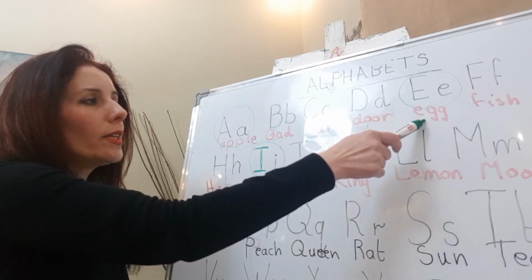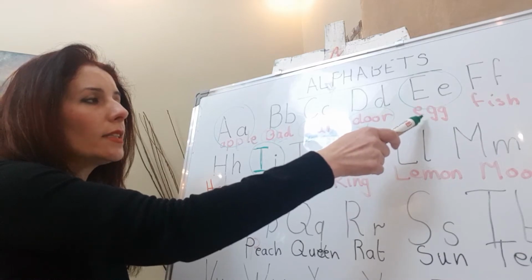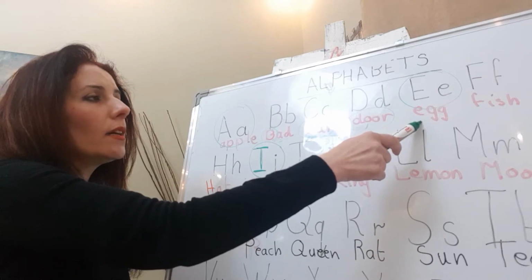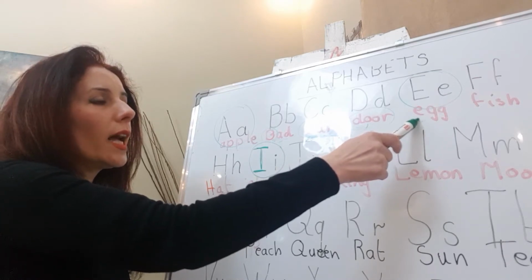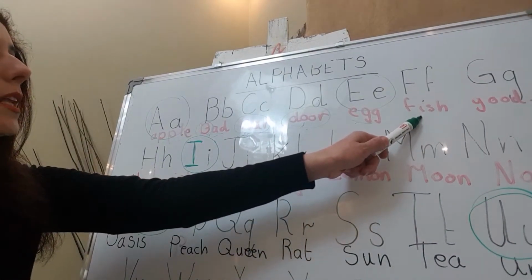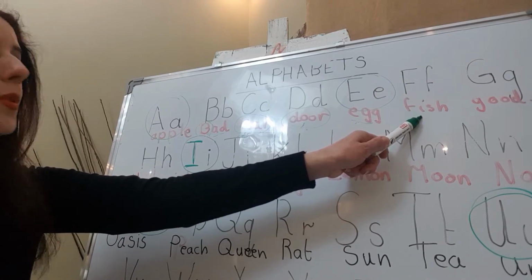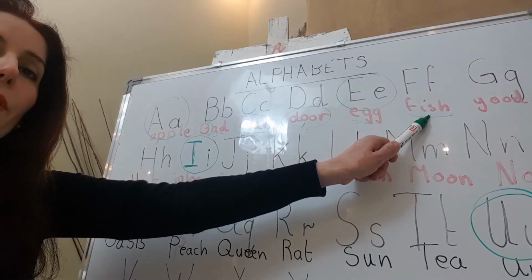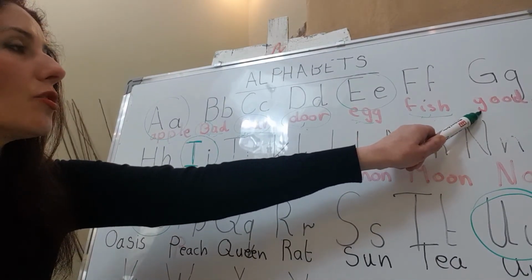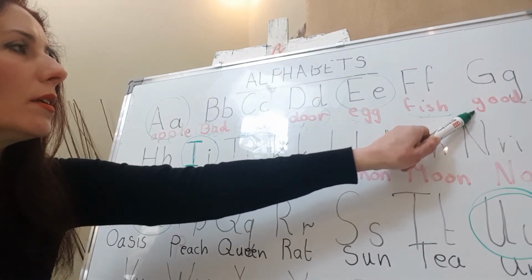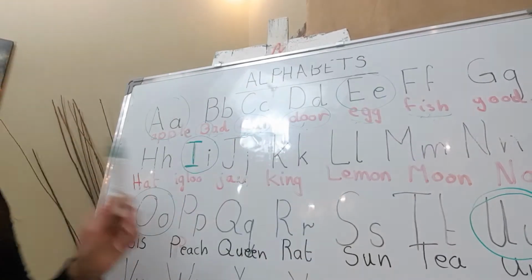Okay, and here is E. The name of the letter is E, and we can pronounce it like egg. And the rest of the letters are F. The name of it is F, and we can pronounce it like fish, okay? And here is G, and we can pronounce it G, like good.